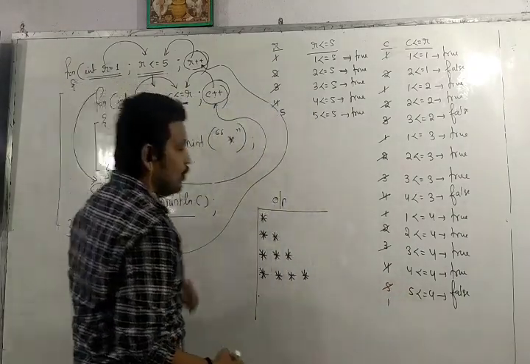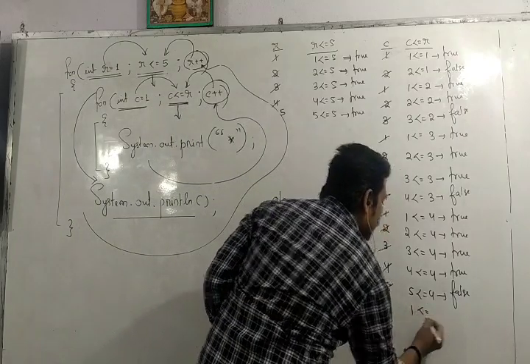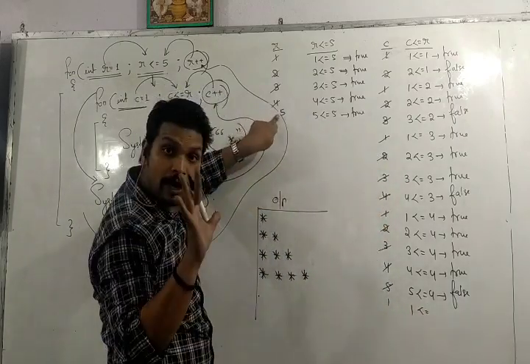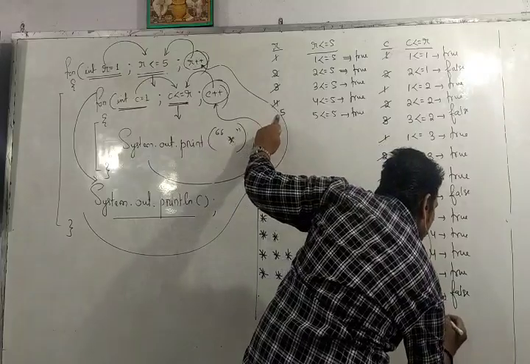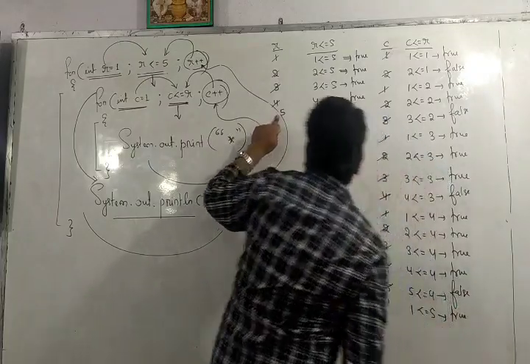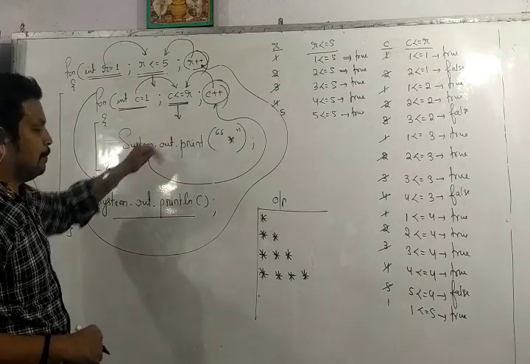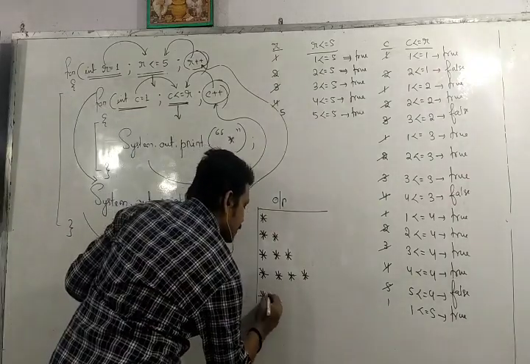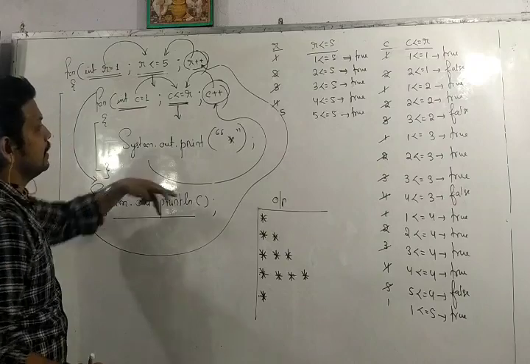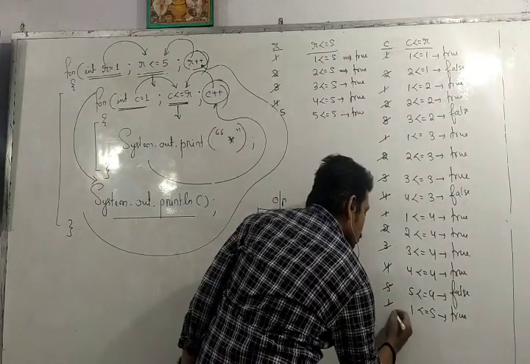C is less than equal to R. 1 is less than equal to R. What is the value of R now? 5. So 1 is less than equal to 5. The answer is true. If it is true, then print star. Okay, C plus plus. C plus plus is 2.